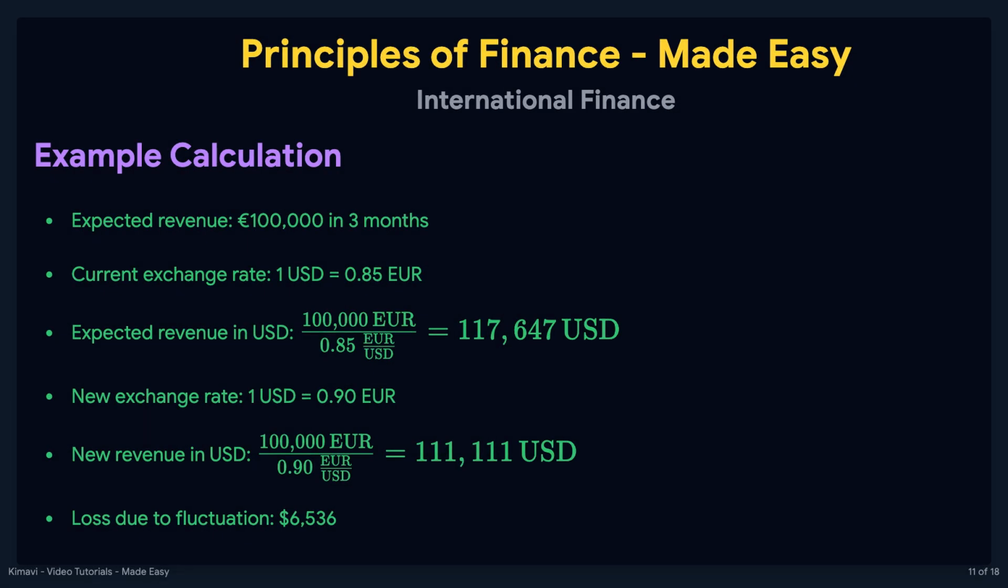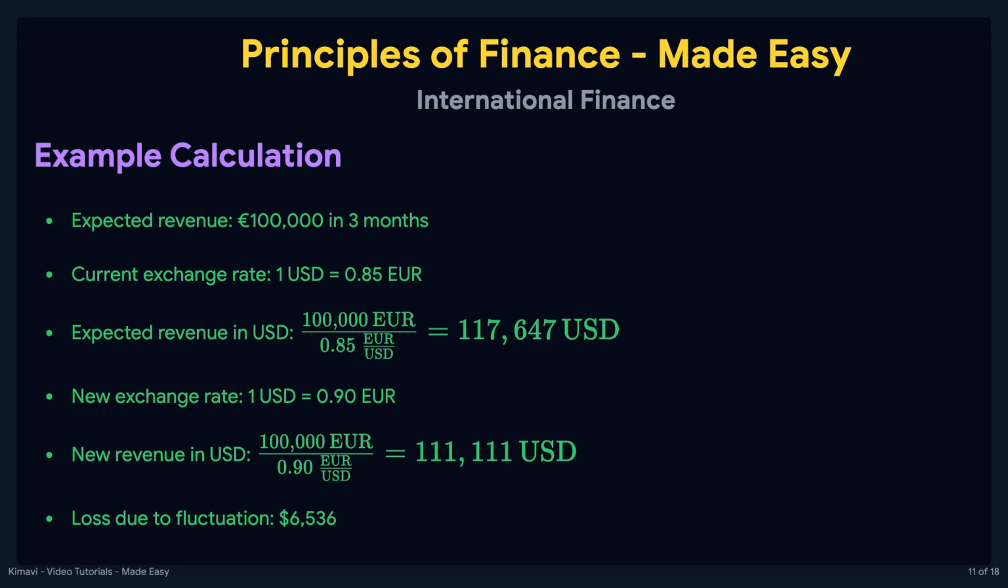Let's look at an example. A US-based company expects to receive 100,000 euros in 3 months. If the current exchange rate is 1 USD equals 0.85 euro, the expected revenue in USD is 100,000 euros divided by 0.85 euro per USD, which equals 117,647 USD.